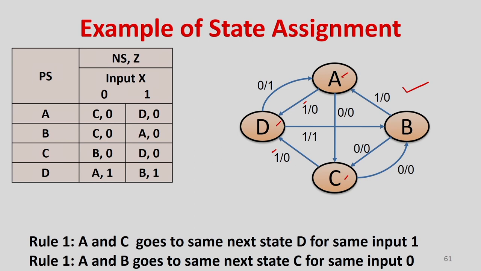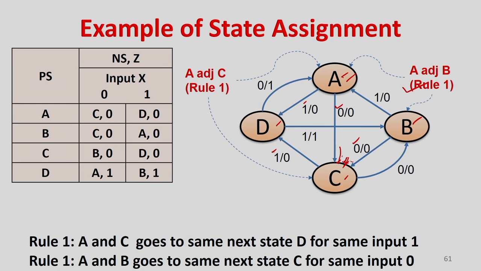For rule 1, A and B go to the same next state C for input 0. From here B also goes to C. That means A and B go to the same next state C for input 0. Try to make A and C and A and B adjacent from rule 1. This is rule 1, where A and B are adjacent and A and C are adjacent.